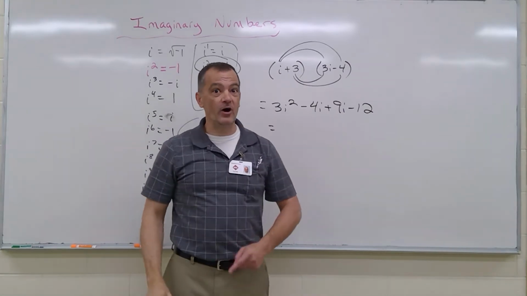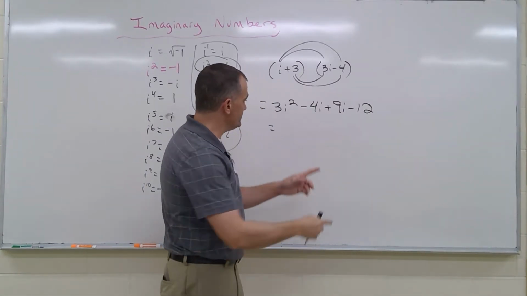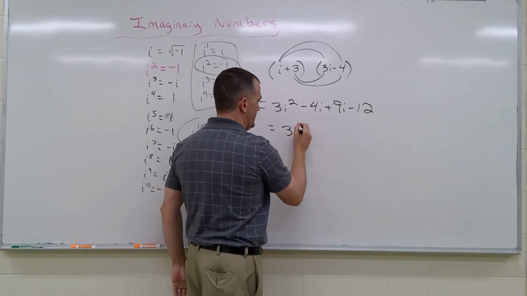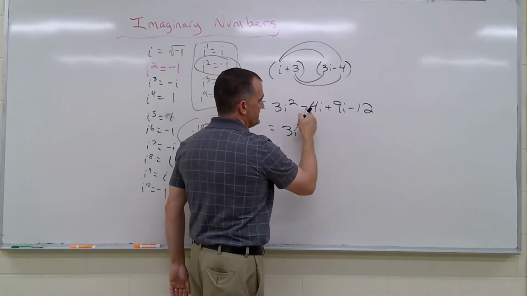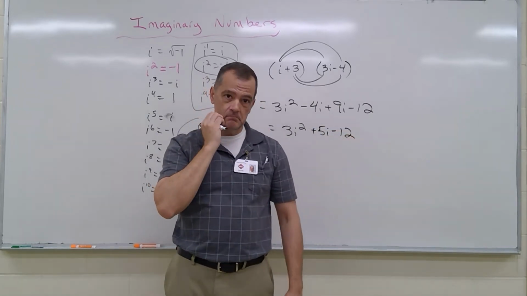And you'll quickly recall from FOIL that a lot of times the outer and inner terms can combine together. So we get 3i squared, 9 take away 4 is 5i, and there you have it.